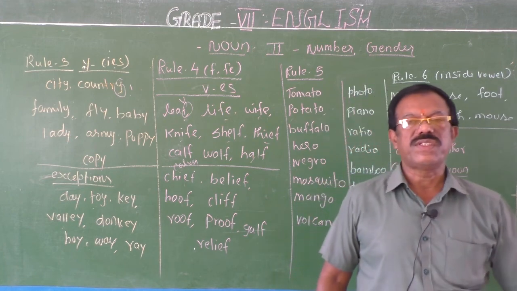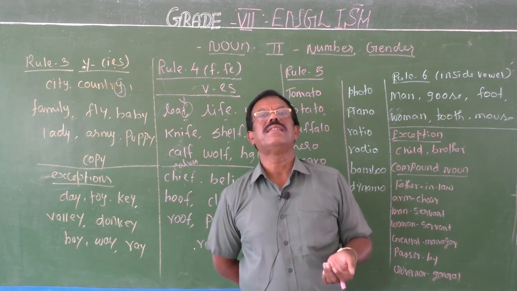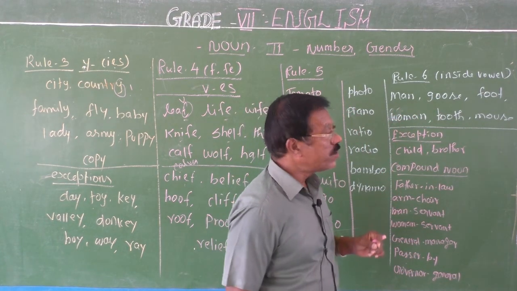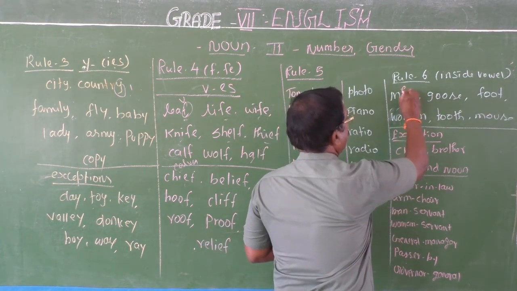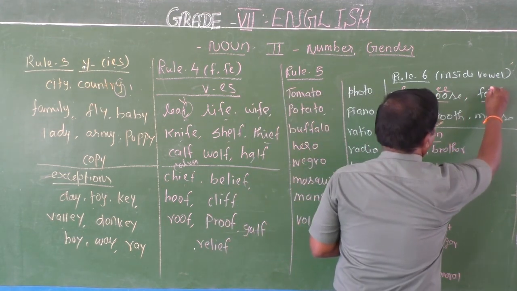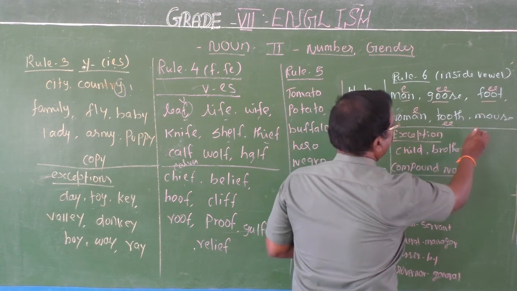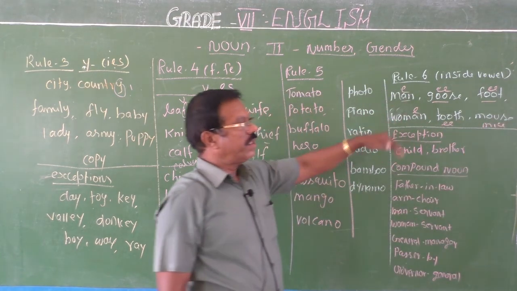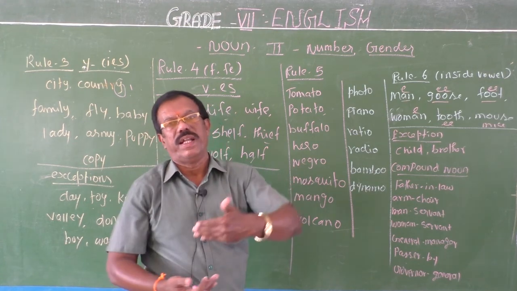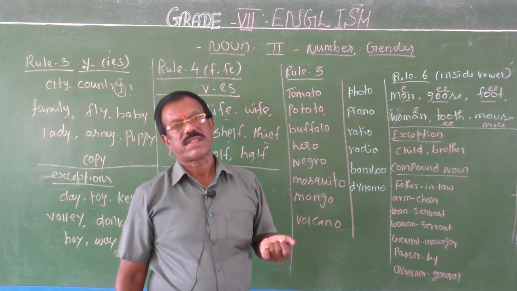There are some nouns which get their plural by changing inside vowels. How? Man, men. Goose, geese. See, here A changed into E, OO changed into EE. Foot, feet. Woman, women. Tooth, teeth. Mouse, mice. Okay, fine. So in all these cases, these nouns get their plural by changing inside vowels. Okay, fine. And these nouns also have some exceptions.